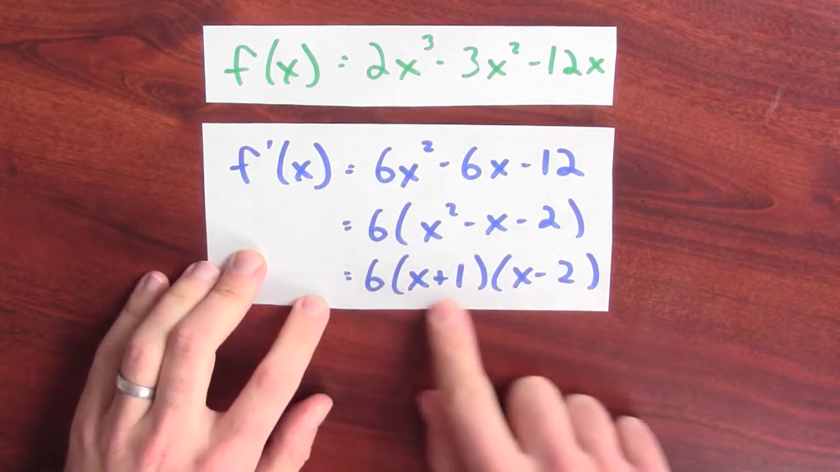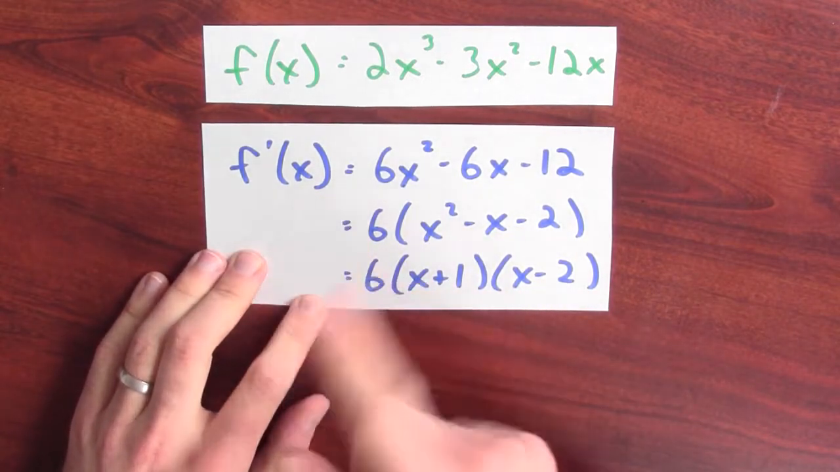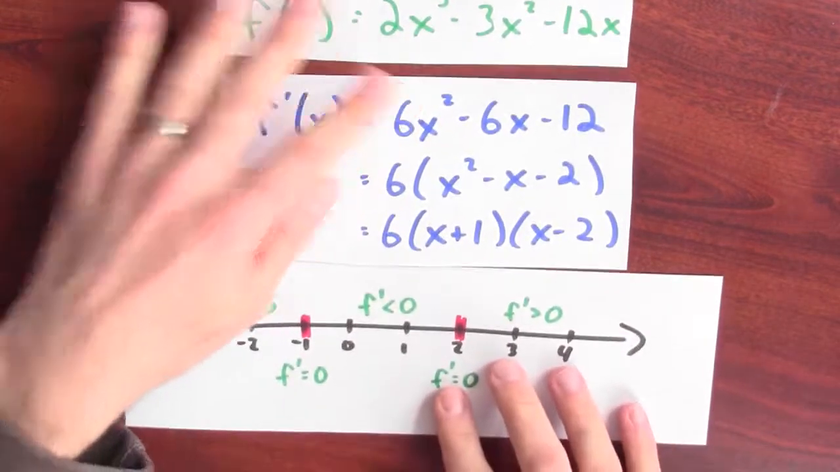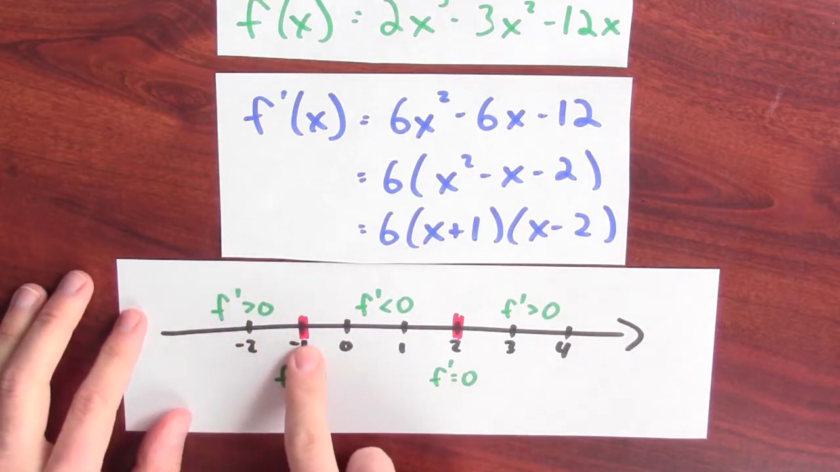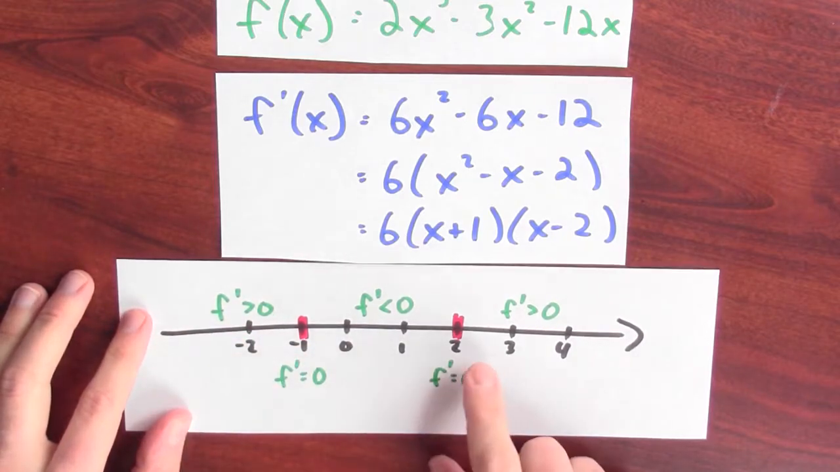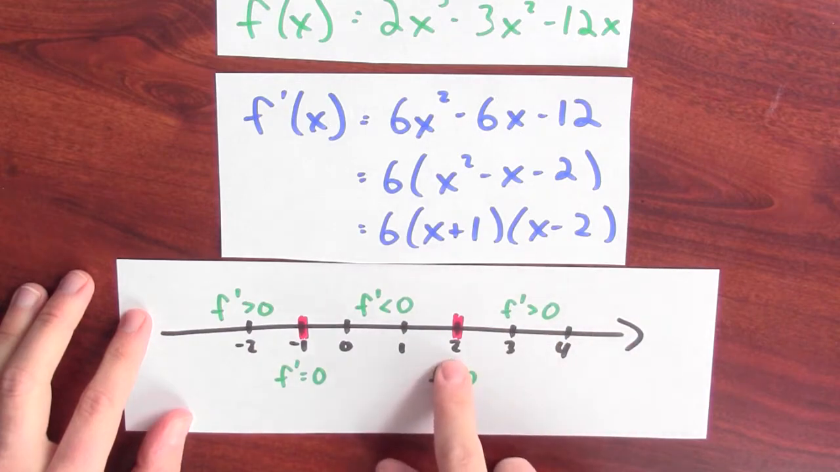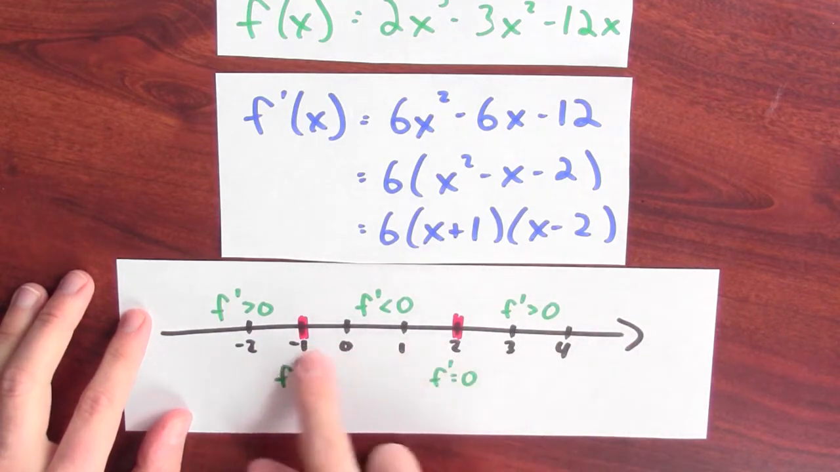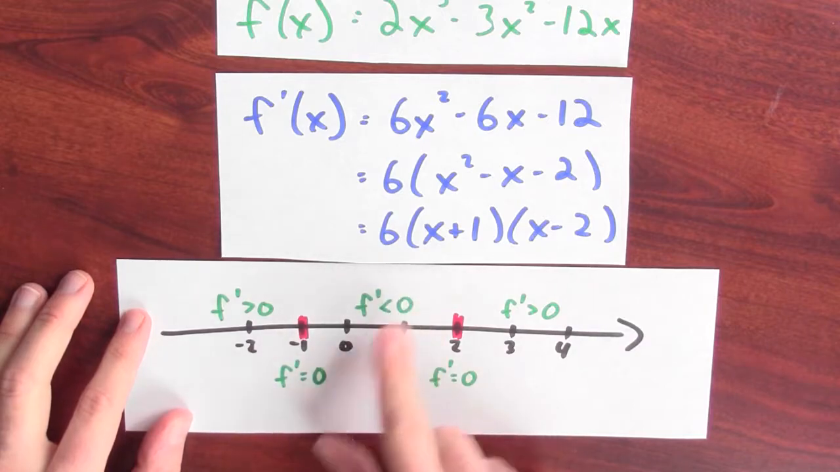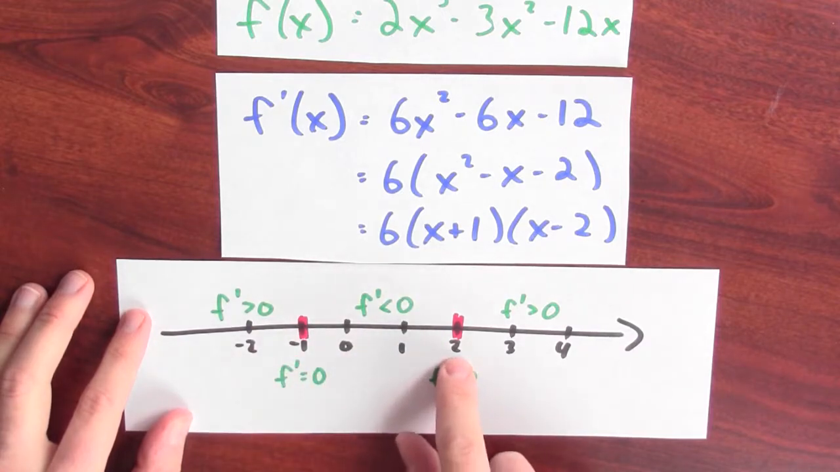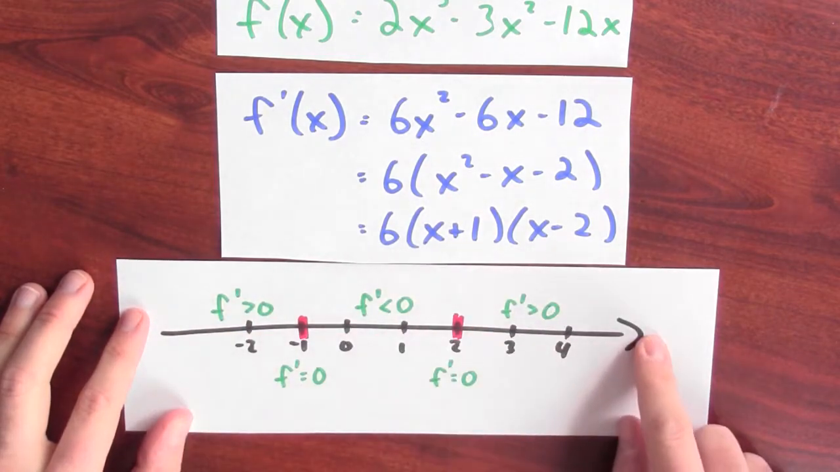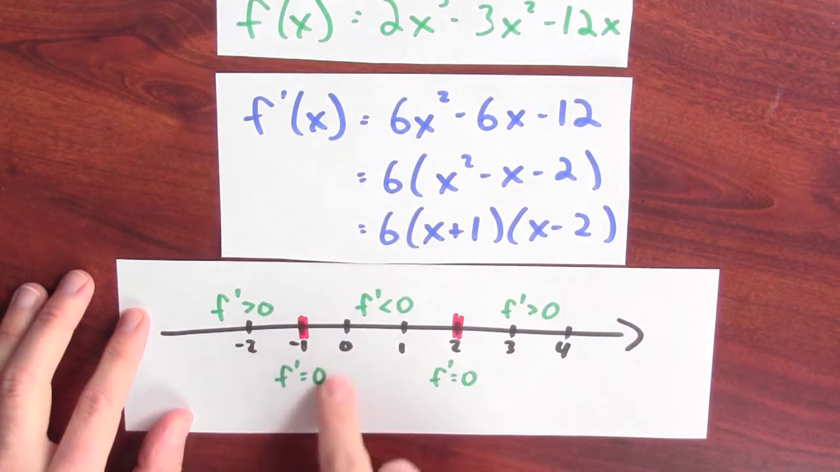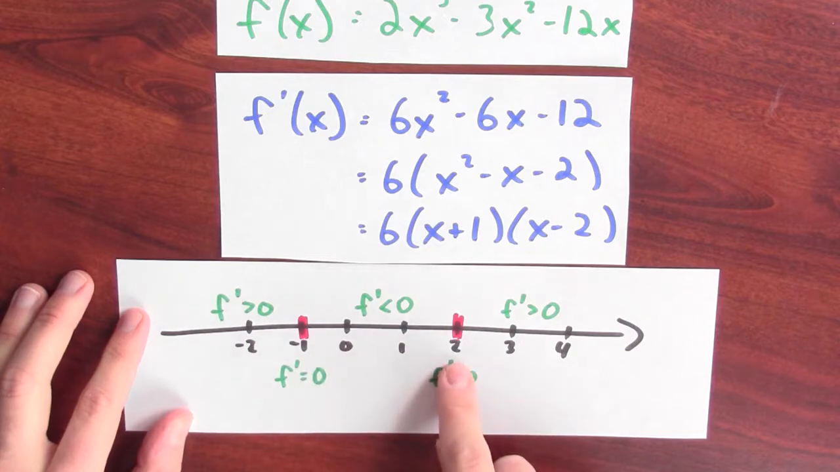Now, once I've got this nice factorized version of the derivative, I can then figure out where the derivative is positive and negative. The derivative is positive when the input is more negative than minus 1, and it's positive when the input is more positive than 2. In between minus 1 and 2, the derivative is negative, and at the point minus 1 and at the point 2, the derivative is equal to 0. Now, since this function is differentiable everywhere, the only critical points are where the derivative is equal to 0. These are the critical points, minus 1 and 2.